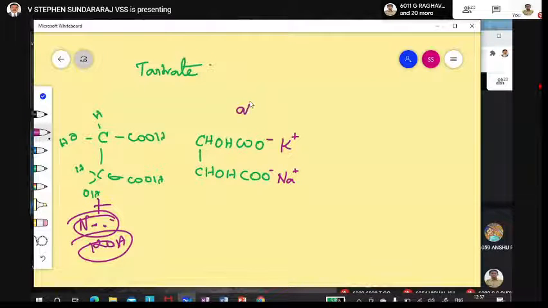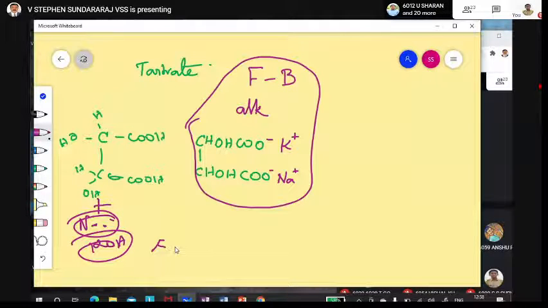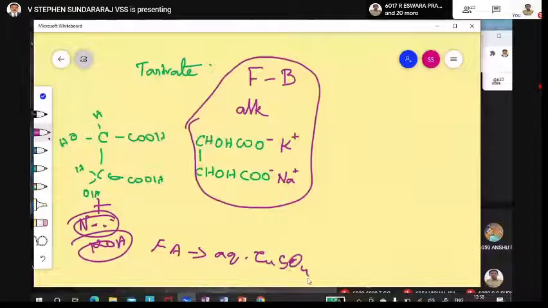This is only Fehling's B solution. Fehling's B solution, write down alkaline. Fehling's A, please correct it here. Fehling's A is only copper sulfate dissolved in water, aqueous CuSO4. Fehling's B solution is an alkaline solution of sodium potassium tartrate, that is the salt of tartaric acid.